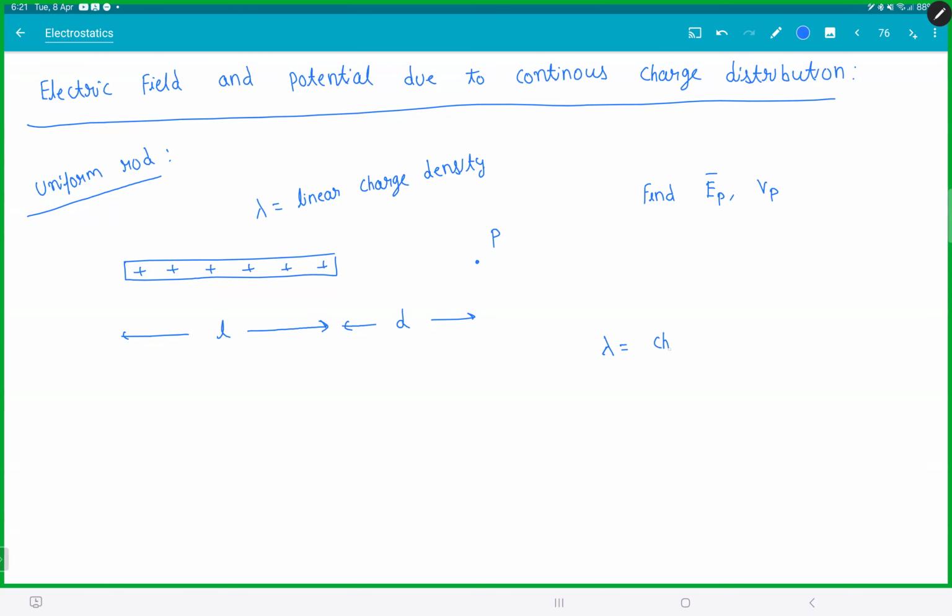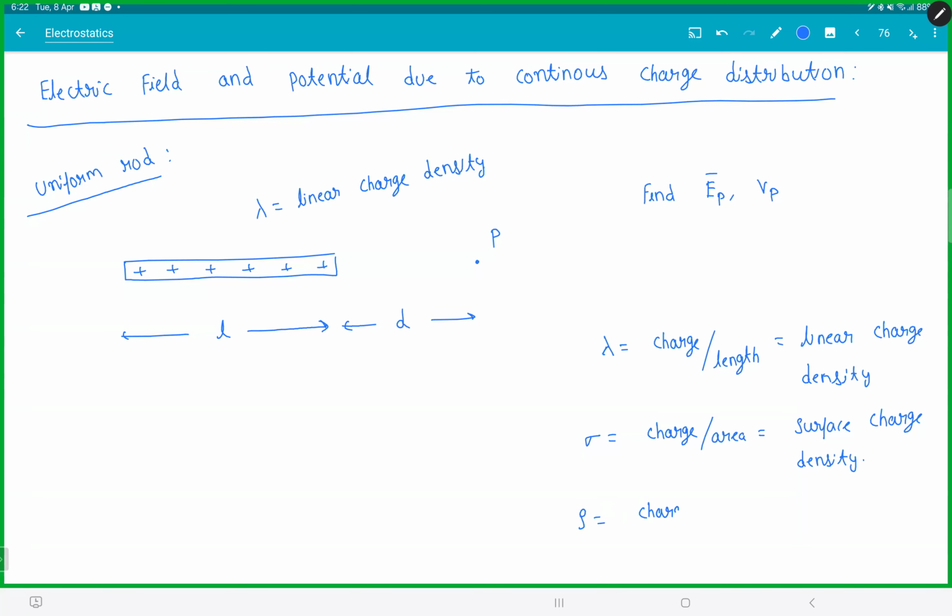So remember, lambda is charge per unit length. So these are some of the terminologies we'll keep seeing. So lambda is the linear charge density. Sigma is charge by area. This is surface charge density. Rho is charge by volume. This is your volume charge density.